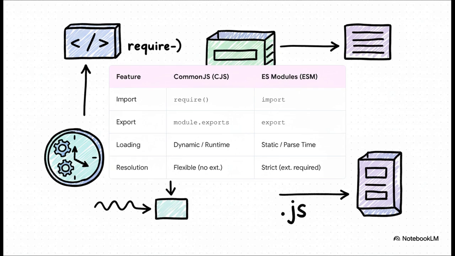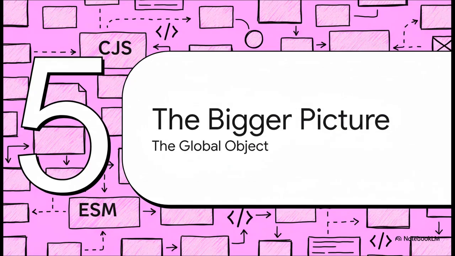CommonJS is dynamic. It figures things out as the code is running. ES modules, on the other hand, are static. They're analyzed before your code even starts. This is huge because it lets tools do smart things like remove unused code, making your final app way smaller and faster.